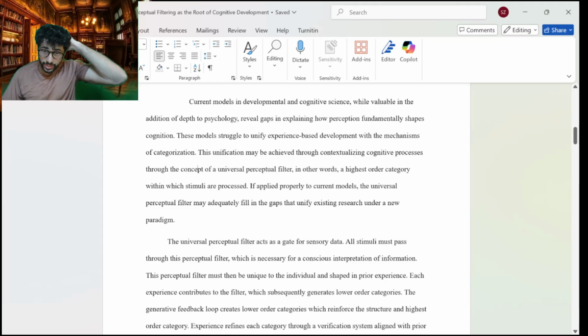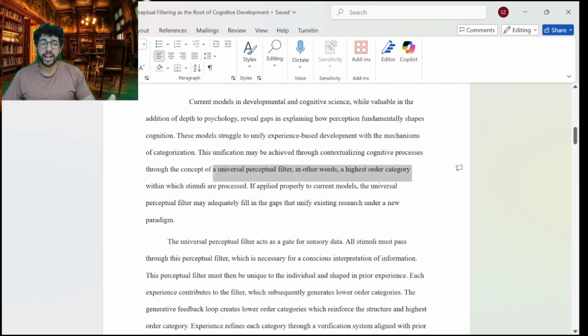All right. Anyway, so unifying these concepts, these two specific fields, may be achieved through contextualizing cognitive processes through the concept of a universal perceptual filter. In other words, a highest order category within which stimuli are processed. If applied properly to current models, the universal perceptual filter may adequately fill in the gaps that unify existing research under a new paradigm. Okay? This new paradigm, of course, would be construction of reality.